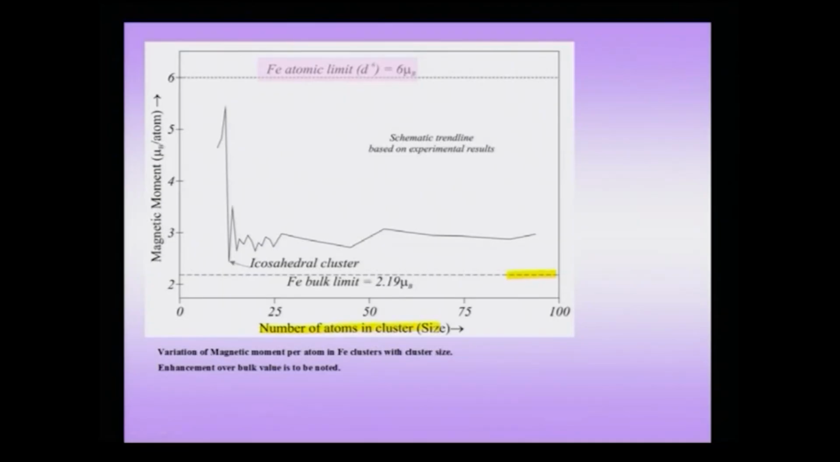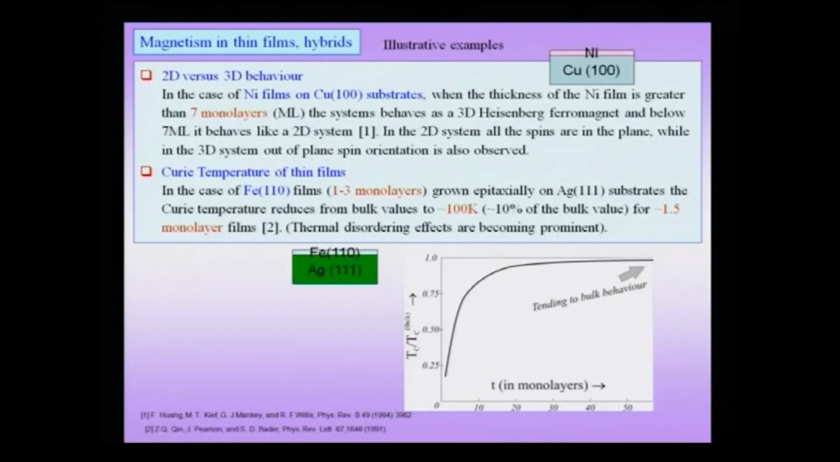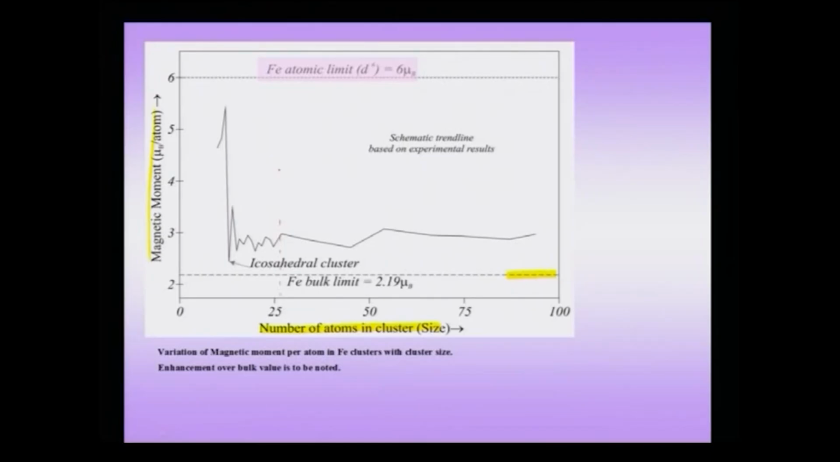This is no longer a dimension like nanometer, but it is purely a number, because we are really in the small cluster regime, and you are studying the magnetic moment per atom on the y axis. Therefore, we can see that clearly there are 3 regimes. First, the small cluster regime, where you can see that there are sharp variations in the property.